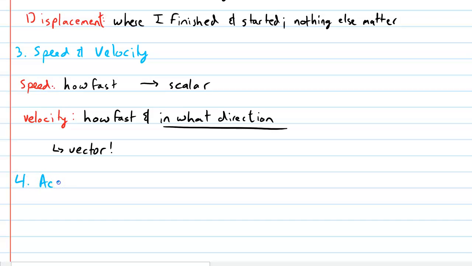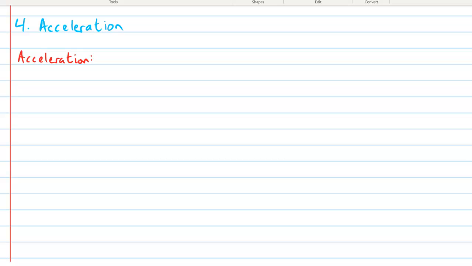The final quantity is acceleration. This one's a little bit confusing conceptually for many people because they can just plug it into a formula and get the answer, but they don't really know what acceleration means. I guess the best way to do it is by giving you the definition and looking at an example. Acceleration is how much the velocity is changing. Velocity indicates how fast and in what direction, so this is also a vector quantity.